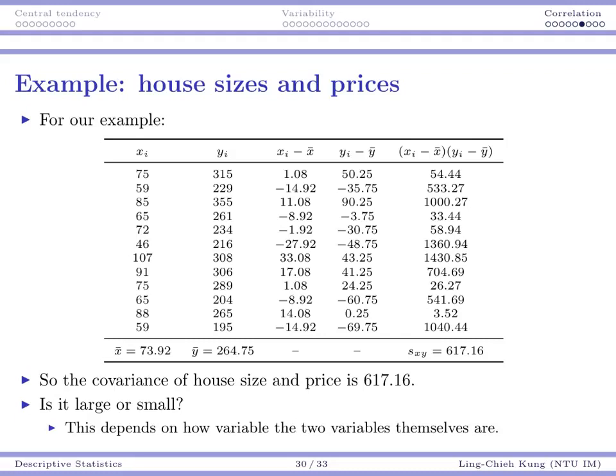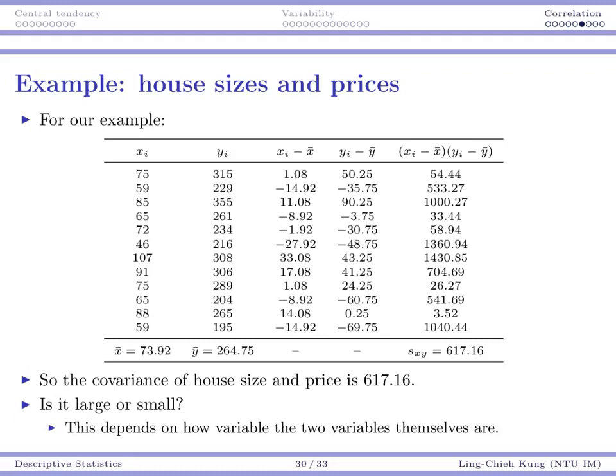If the covariance is negative, then we say the two variables are negatively correlated. But we still want to decide whether they are highly positively correlated, or only mildly or slightly negatively correlated. We want to know whether a given correlation, measured by covariance, is considered large or small. How do we know whether 617 is large or small?